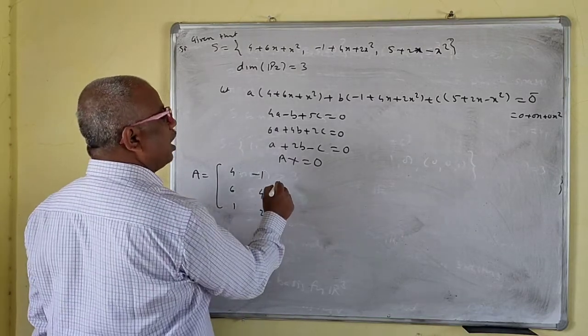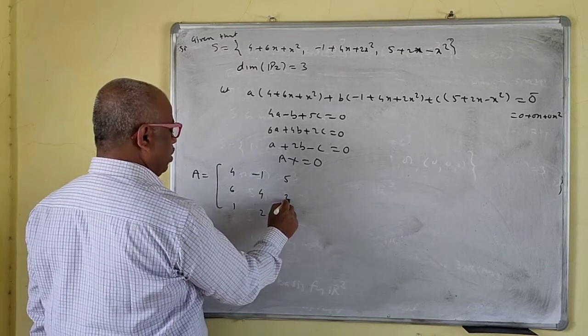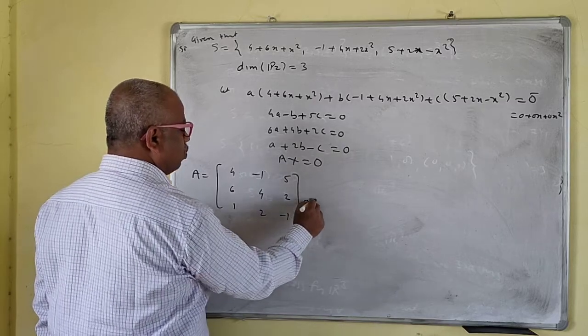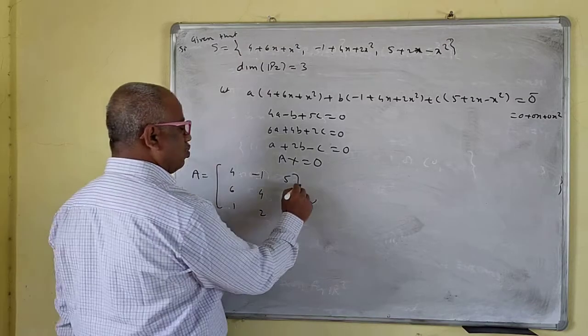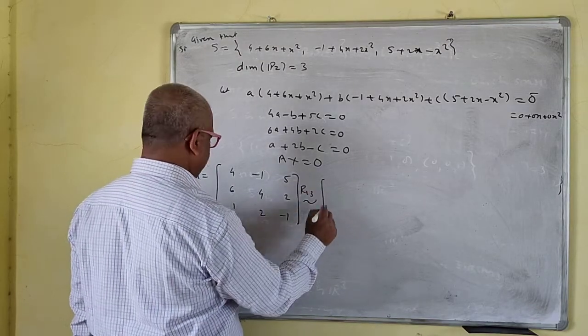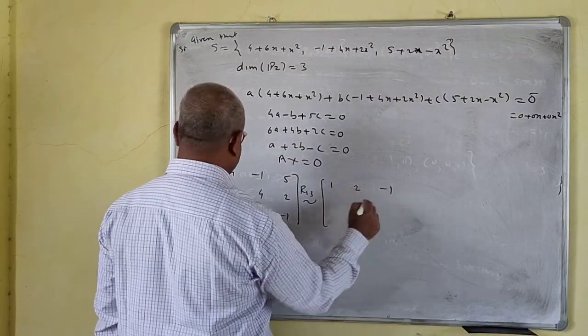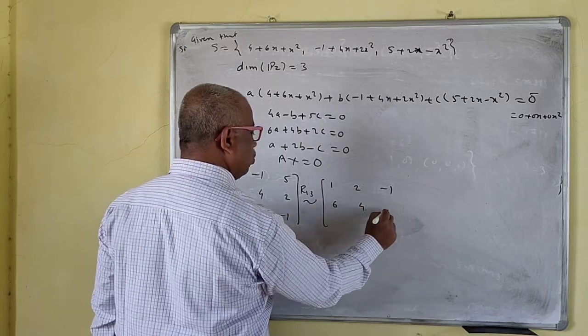Then 5, 2, minus 1. Okay, so we want to convert this into the equivalent form. Now the 1 is here, so we shift the 1 here. This is R13. So 1, 2, minus 1, 6, 4, 2.